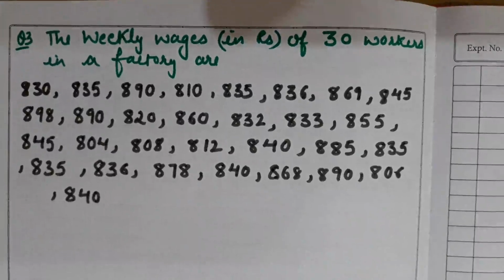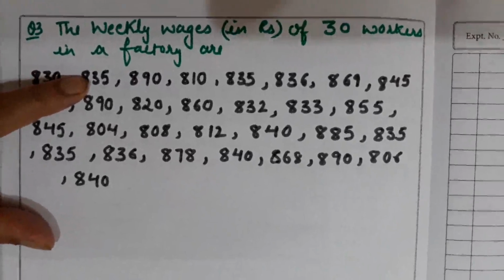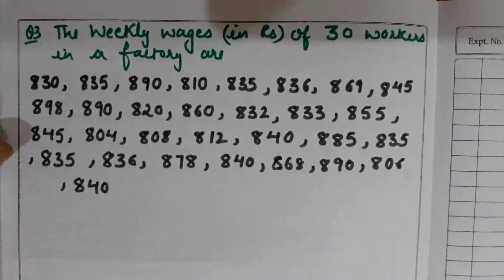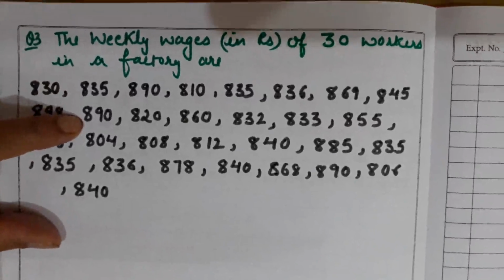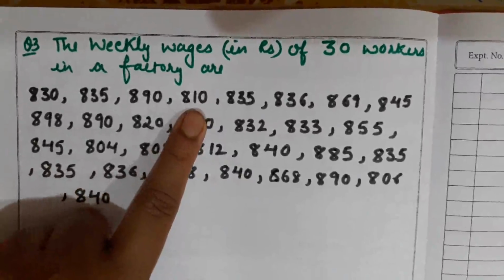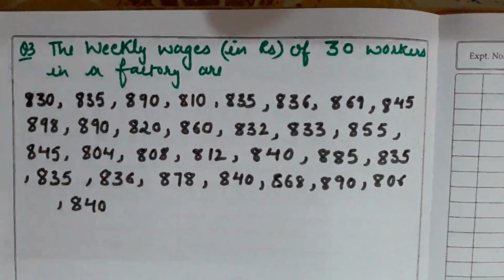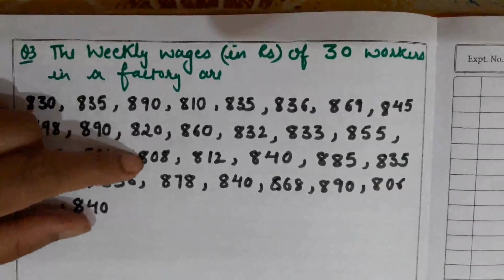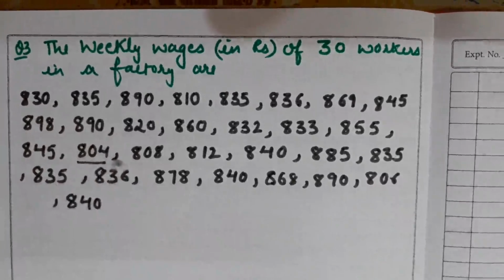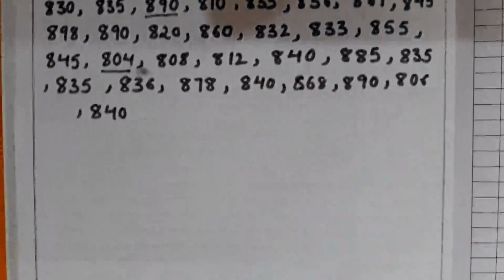So let's make the interval. See, here 830 is there, 835 is there. So 890 is the maximum wage here. Wages are like a salary; in the same manner we say wages. The least one, I suppose, is 804, and the maximum is 890. Okay, so let's make the class intervals here.